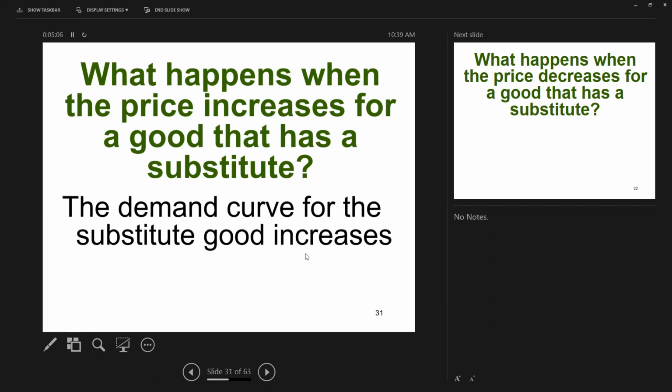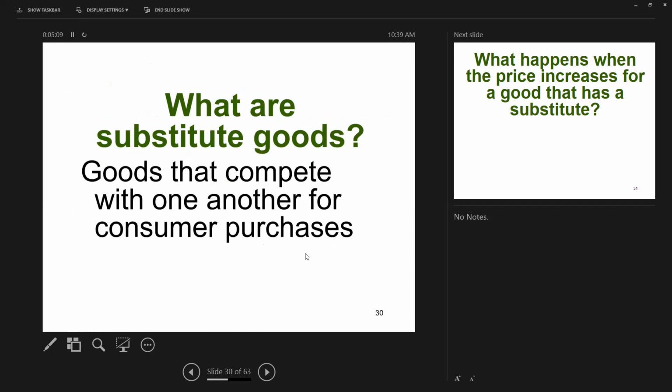These are goods that are closely related, okay, that compete with one another for consumer purchases. Now, in reality, every good is really a substitute good. If I spend more money on Pepsi, that means I have less money available to spend on lawnmowers or on beef or on chicken, okay? But we look for goods that are closely related, that are basically viewed as being the same. And we look for these close substitutes when we talk about substitute goods.